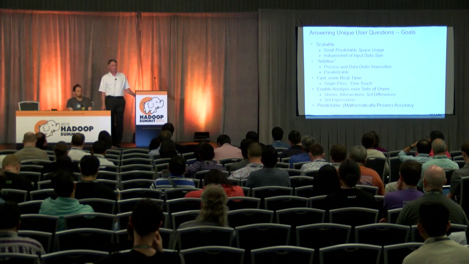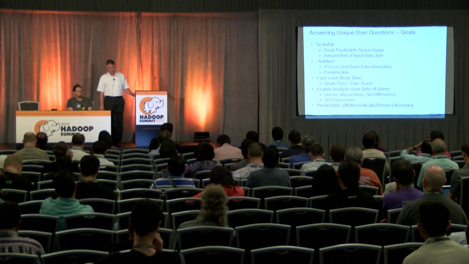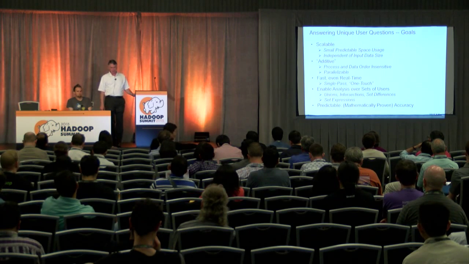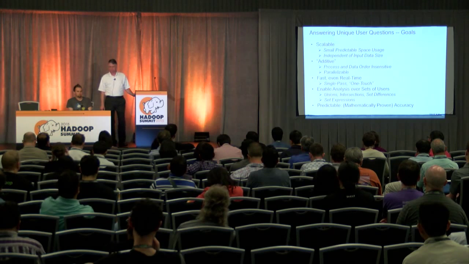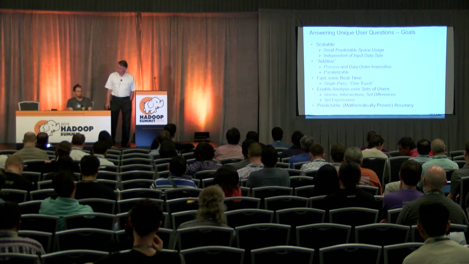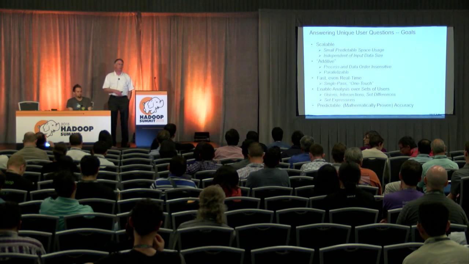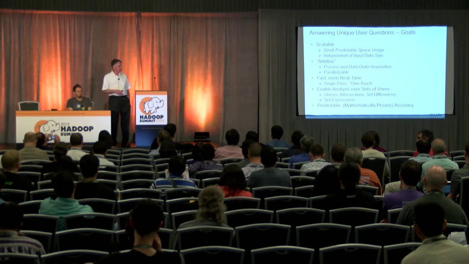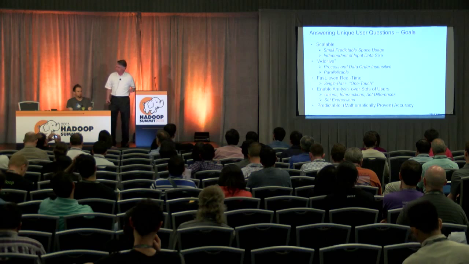So we want something that is independent of the input data size. We're looking for the quality called additive. And what this means is we're used to adding integers and numbers together, and they add quite nicely and linearly, but unique counts don't.